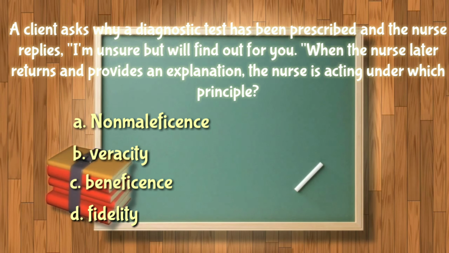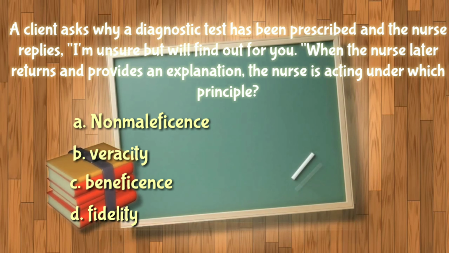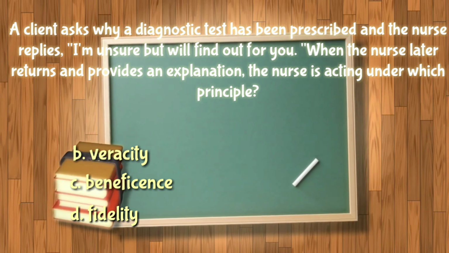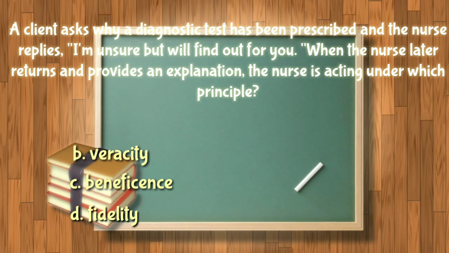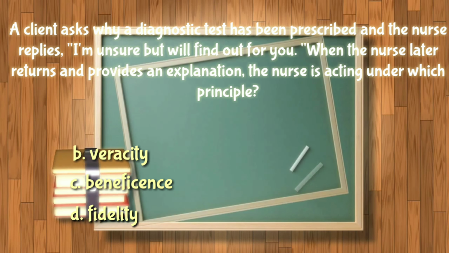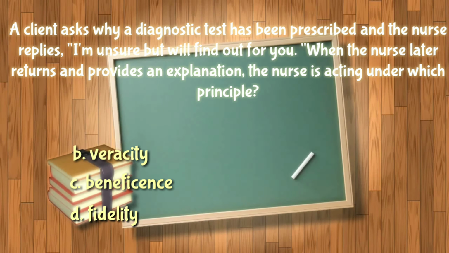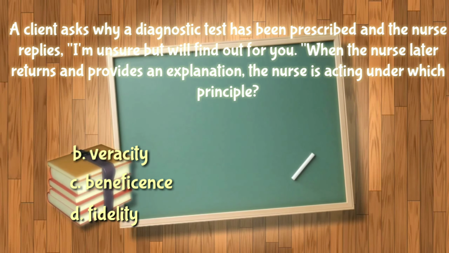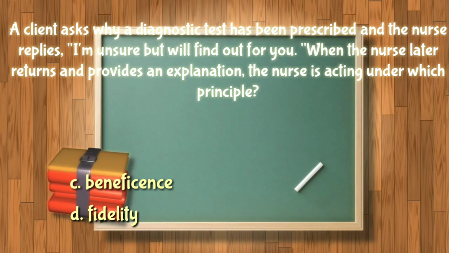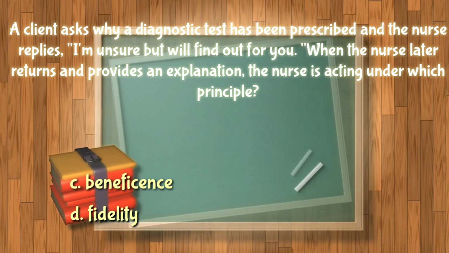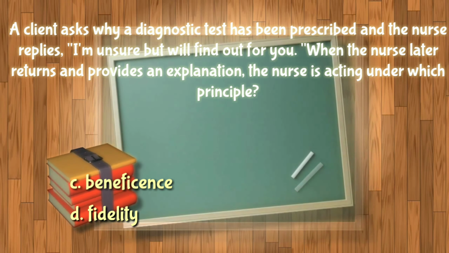By looking at the situation, let's eliminate first non-maleficence, or letter A, because non-maleficence is the duty to do no harm, and the situation doesn't imply protecting the client against harm. Also, let's eliminate letter B, veracity. As I said a while ago, veracity refers to telling the truth, for example, not lying to a client about a serious prognosis.